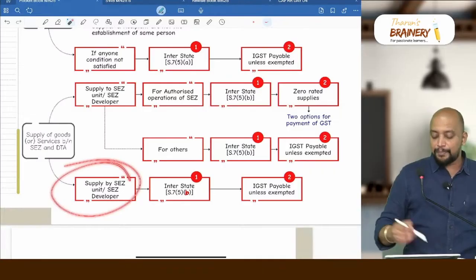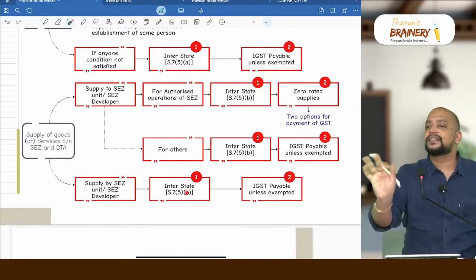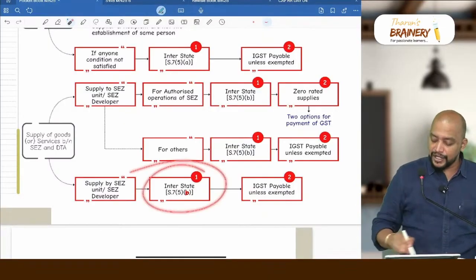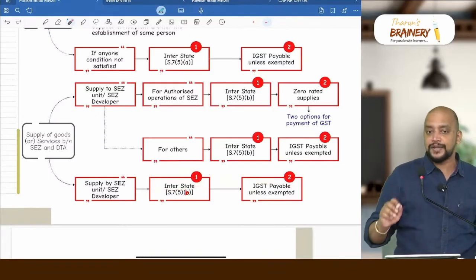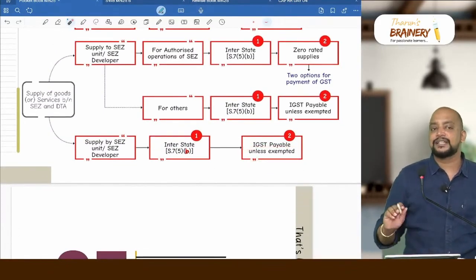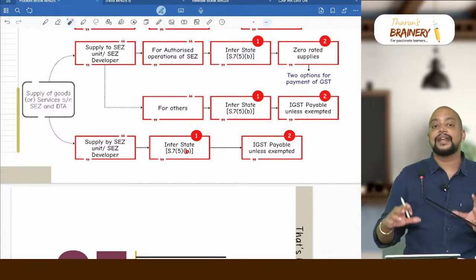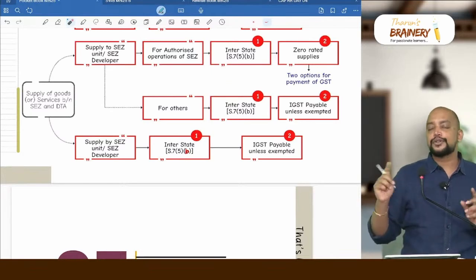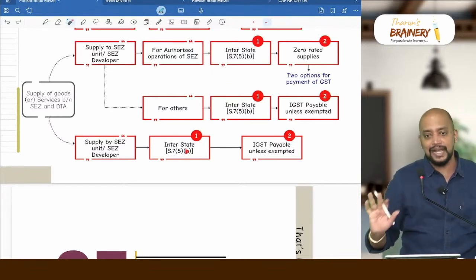Then supply by an SEZ unit or SEZ developer. Supply by SEZ will never become zero rated. It will be only deemed interstate and we need to pay IGST. It is deemed interstate under 7(5)(b), IGST payable unless it is exempted. So it will never become zero rated. This is just the connection between interstate supplies and zero rated supplies, so that if it is not zero rated, you should know what to do. We need to just pay the IGST.